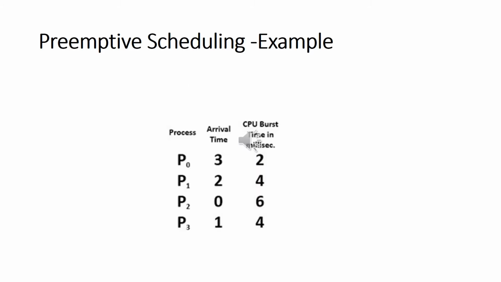So first one, we can discuss about a process which works under the preemptive scheduling. One example, the question is like this: there are four processes P0, P1, P2 and P3, and the arrival time of each process is also given, and the burst time, that is the execution time for each process in the CPU, is also given. The arrival time for P0 is 3, P1 is 2, P2 is 0, P3 is 1. Then the burst time for P0 is 2, P1 is 4, P2 is 6 and P3 is 4.